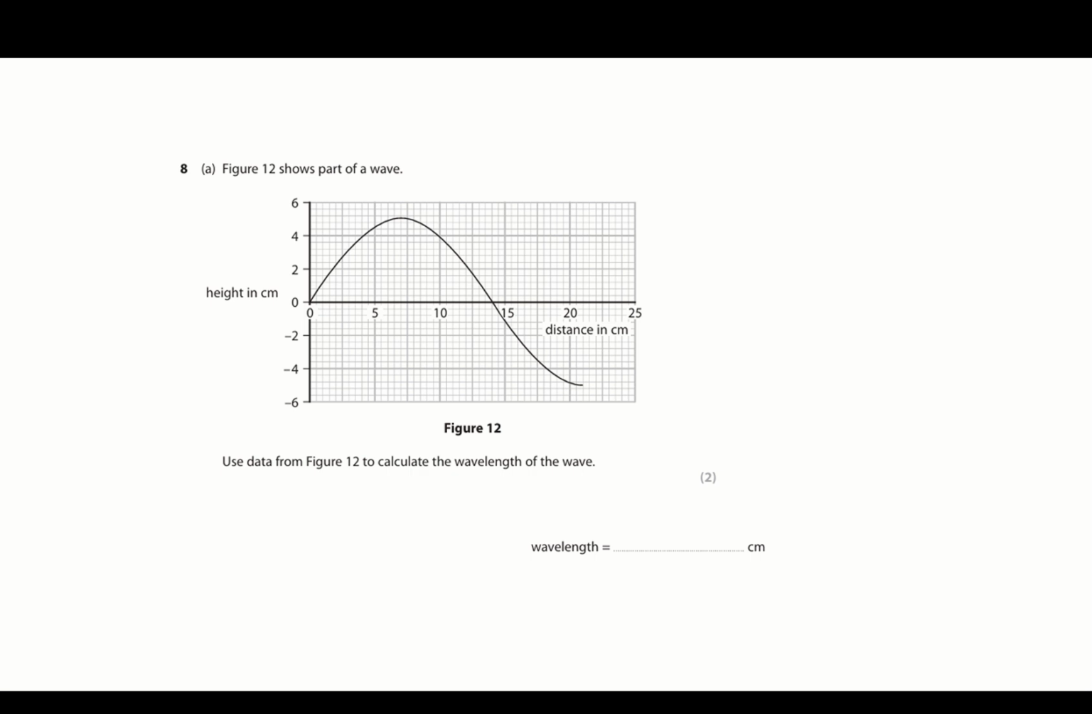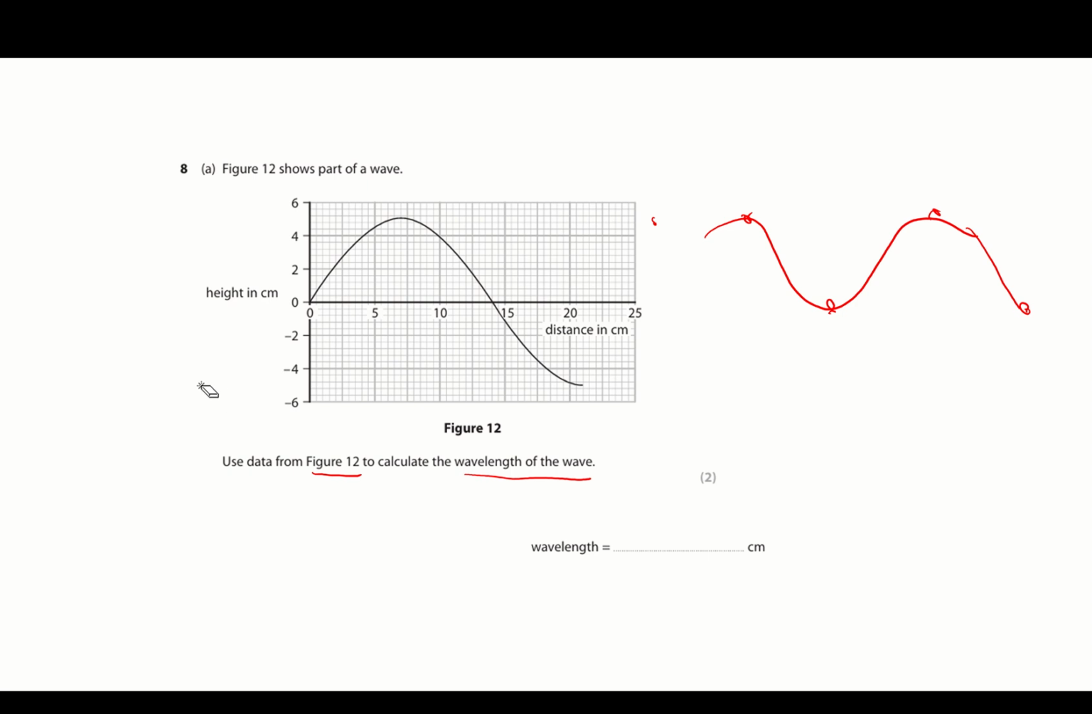Okay, question 8. We've got a wave diagram drawn for us, and it says use figure 12 to calculate the wavelength of the wave. What's made this tricky is normally we'd go, if I just sketch a wave, from peak to peak, or if I carried that down, trough to trough. But in this example, we can't see where the next peak is, and we can't see where the trough is over there.